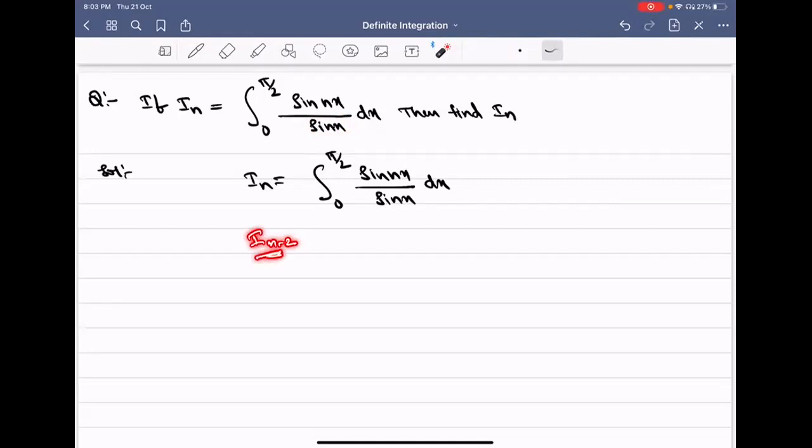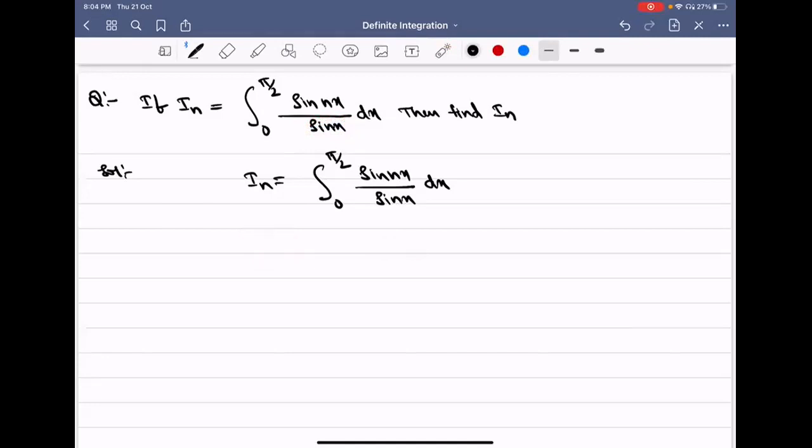We will not get rid of the sin x if we choose I_n minus I_(n-1) instead of I_n minus I_(n-2). So to get rid of this sin x from the denominator, we should consider I_n minus I_(n-2). If you consider I_n minus I_(n-1) instead, we will not get rid of the sin x. Why, we will see while solving the problem.